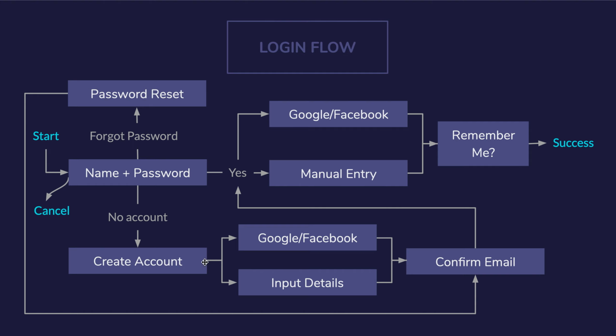If they have no account, then they're going to go down here and create an account. And from the create account screen, they could either use Google or Facebook, or they could input their details manually. Either way, it's going to send them a confirmation email, and that's going to have a link. When they click on the link, it's going to confirm their account and bring them back to this choice here.